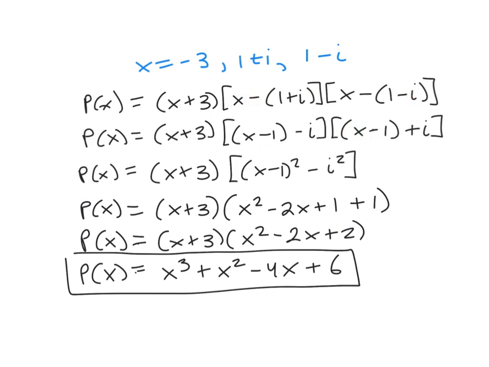We are going to distribute the negatives, but then I'm going to regroup x minus 1 and treat it as a single term. So when I FOIL it out, it becomes x minus 1 squared. This cancels out with this, and I have minus i squared. So then you're just simplifying and then multiplying this binomial to this trinomial to get this as your final answer.